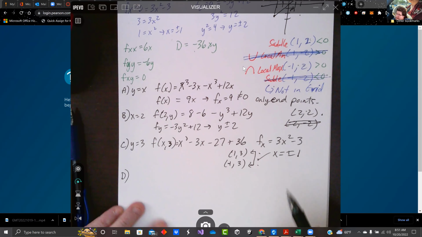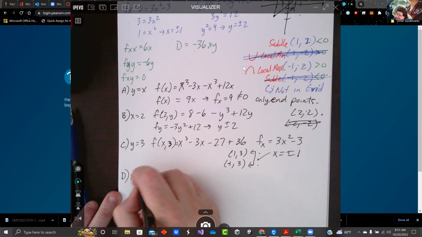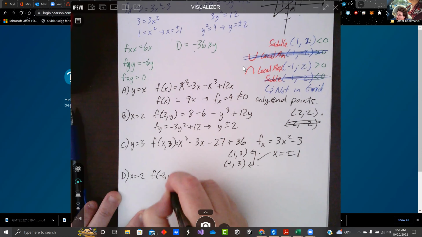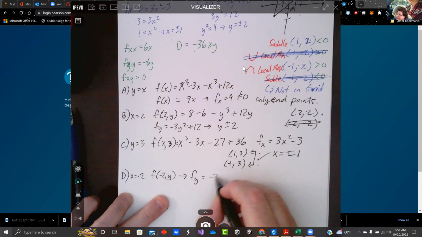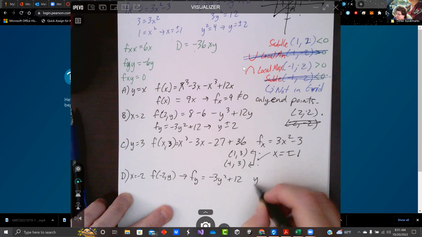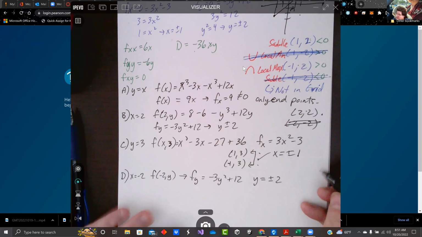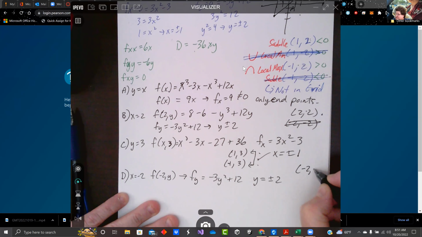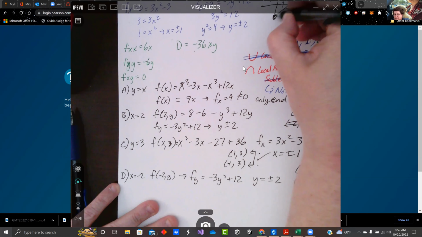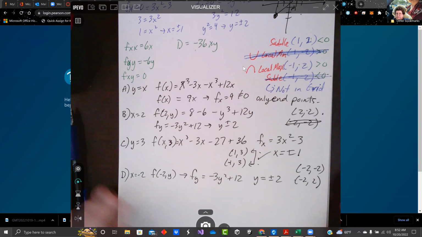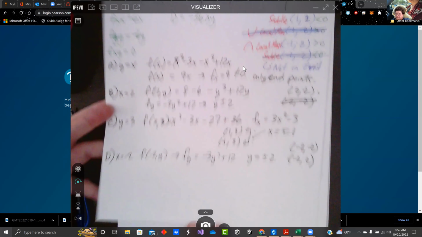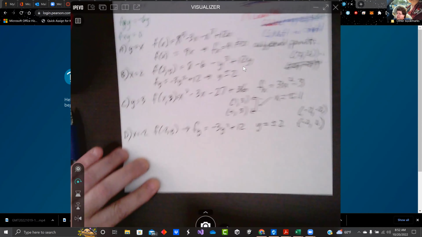And along D, we have x equals negative 2. We're focusing on the y portion. Again, when we do f of y, we're back to negative 3y squared plus 12. So y equals plus or minus 2. So we're looking at (-2, -2) and (-2, 2). (-2, -2) is one of the points. (-2, 2) is right there. So those are both valid.